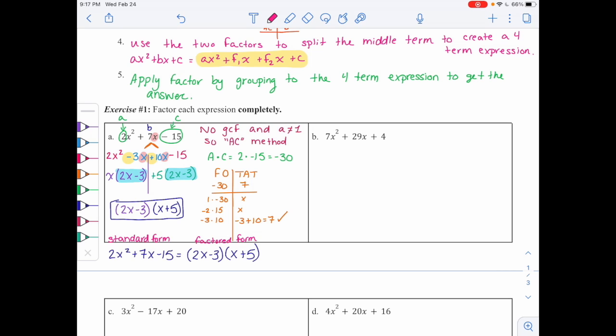So that is AC method in a nutshell. Like I said, I encourage you to pause the video and work through some of these and then click play and go from there.